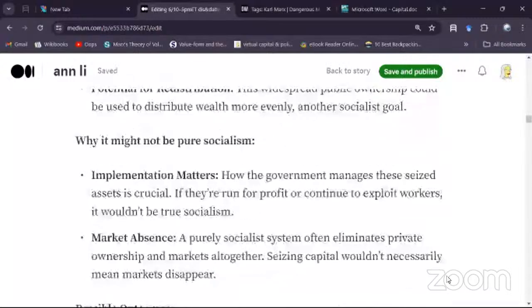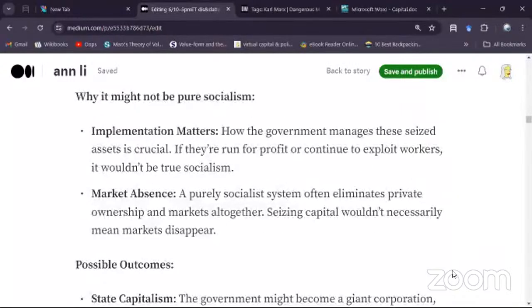Implementation matters. It's how the government manages these seized assets that is crucial. If they're run for profit or continue to exploit workers, it wouldn't be true socialism. And then market absence: a purely socialist system often eliminates private ownership and markets altogether. This is the whole crux of the 20th century. Seizing capital wouldn't necessarily mean markets disappeared. So, we're looking at this combination question, which is taught in the standard comparative courses, and that is that it's a mixed economy. There are many mixed socialist economies where there is public ownership, there isn't public ownership, there's quasi-public ownership, particularly in the European economies, and then you have other kinds of ways in which you enforce this.